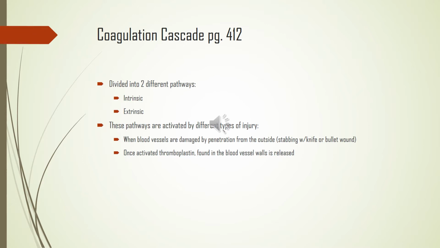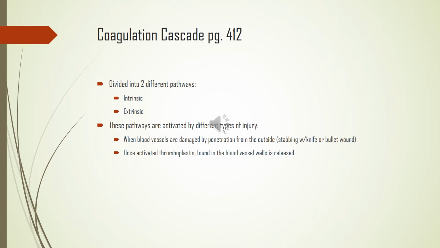Okay, so the coagulation cascade is activated. Each one of the different pathways is activated in a different manner. Something amplifies the next reaction. Something starts it and it just builds up on with it. It is divided into intrinsic and extrinsic pathways, and these pathways are activated by different types of injuries.